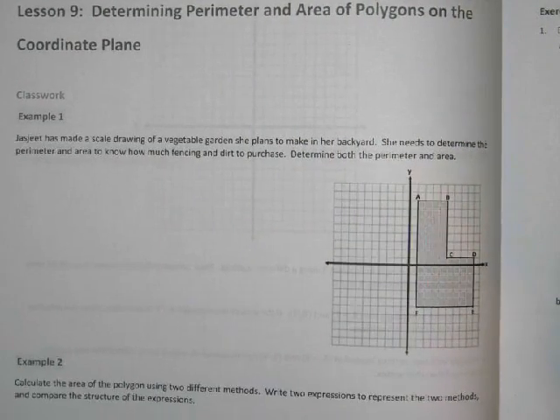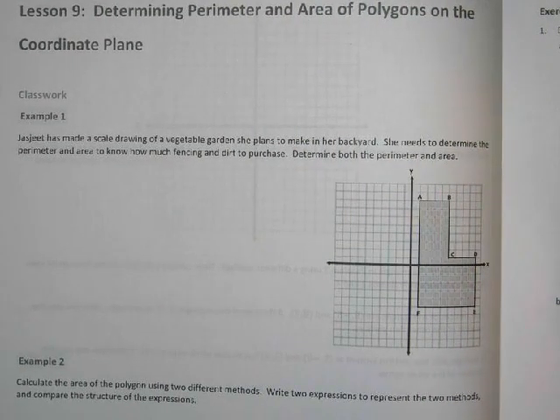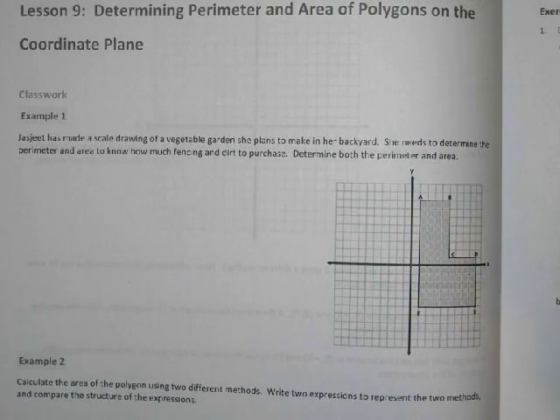So looking at example 1, Jasjeet has made a scale drawing of a garden that she plans to make in her backyard. She needs to determine the perimeter and area to know how much fencing and dirt to purchase. Determine the perimeter and the area.